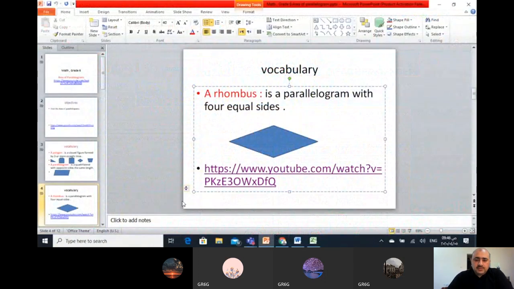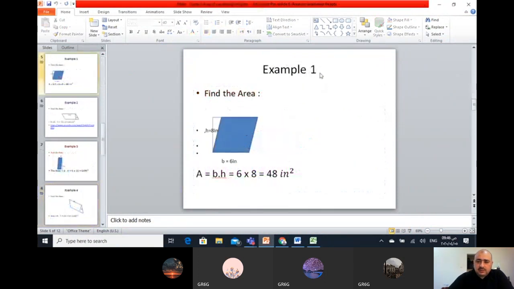So this is the meaning, how to find the area of a parallelogram. Now we have example number 1. The question here: find the area. As you see here, we have a parallelogram. Directly determine the height and the base. This is the height, equal 8 inch, and this is the base, equal 6 inch.